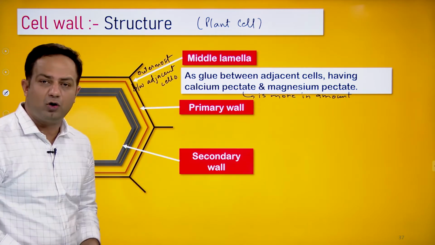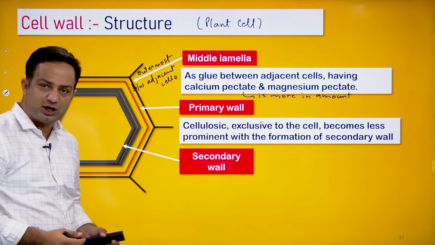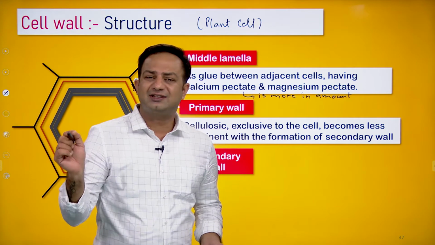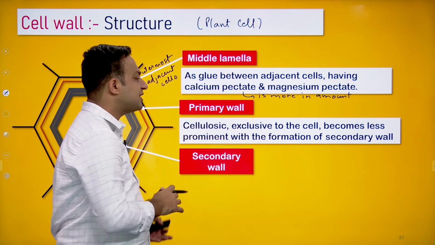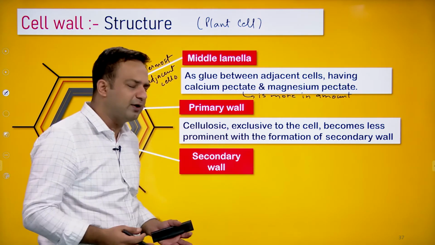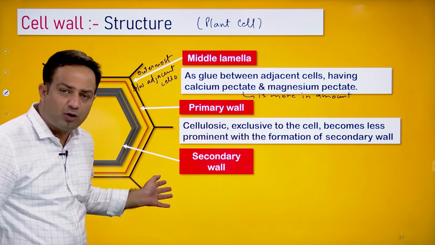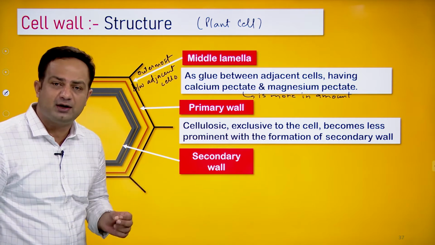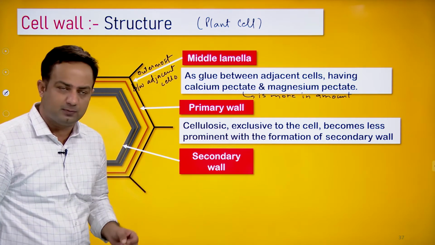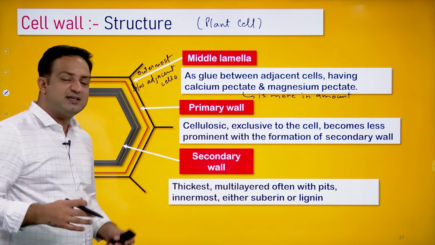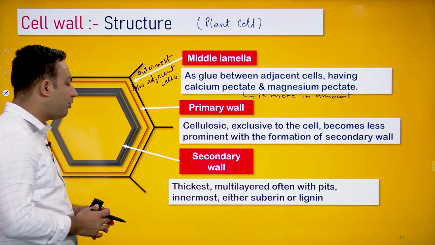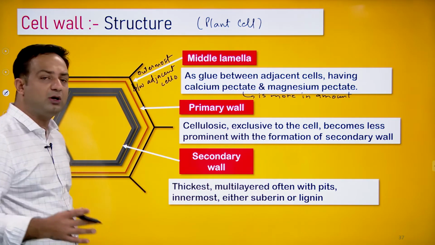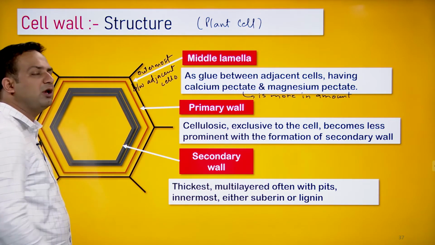Next, the primary wall, which is made up of cellulose. The cellulose forms this structure in the form of tiny fibrils. This is exclusive to a cell. However, if the secondary wall gets formed in a cell, in that case the primary wall becomes less prominent, or you can say less distinguishable. The secondary wall is thickest, multi-layered and often with pits. It is the innermost layer, and either suberin or lignin forms this secondary wall.